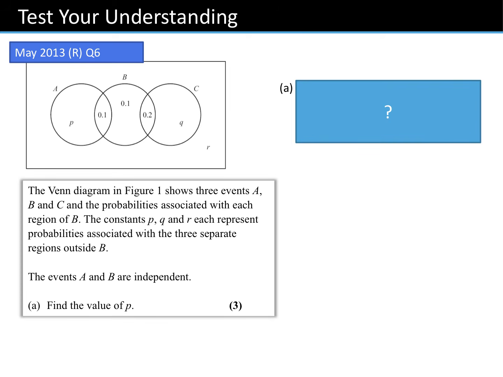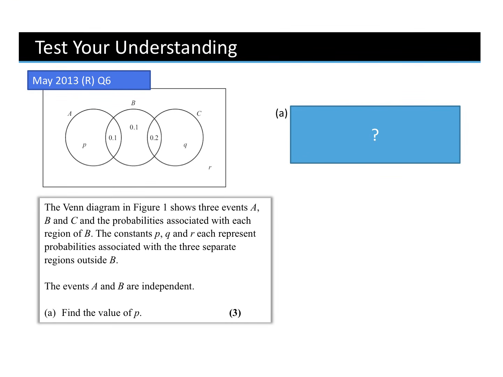Okay, test your understanding. Here is a typical exam question, 3 marks. So the Venn diagram, figure 1, shows 3 events, A, B and C, and the probabilities associated with each region of B. The constants P, Q and R each represent probabilities associated with the 3 separate regions outside B. The events A and B are independent. Okay, if A and B are independent, that means the probability of A intersection B equals the probability of A multiplied by the probability of B. A intersection B is 0.1.